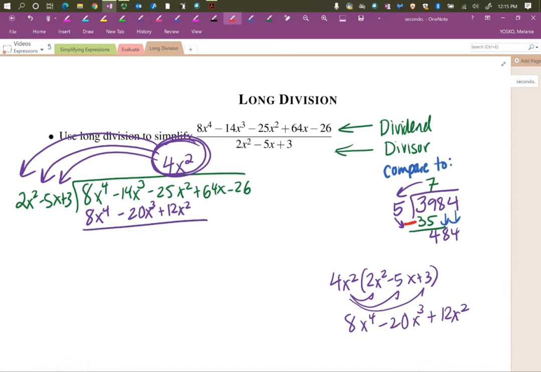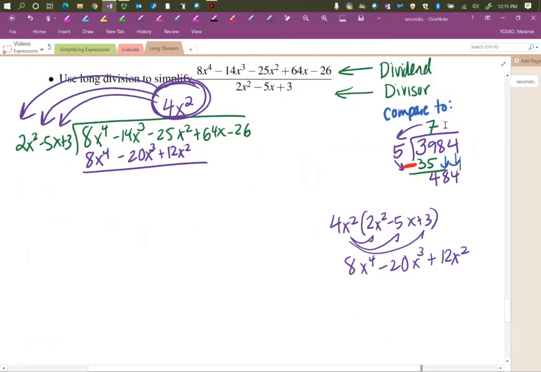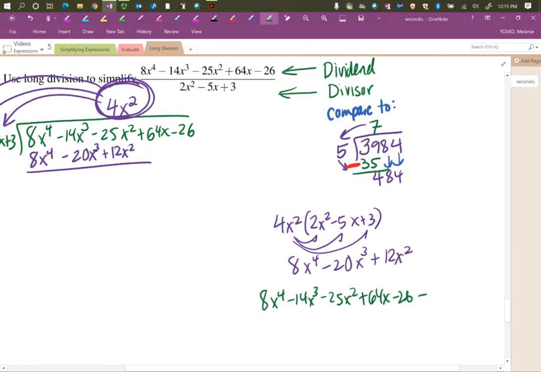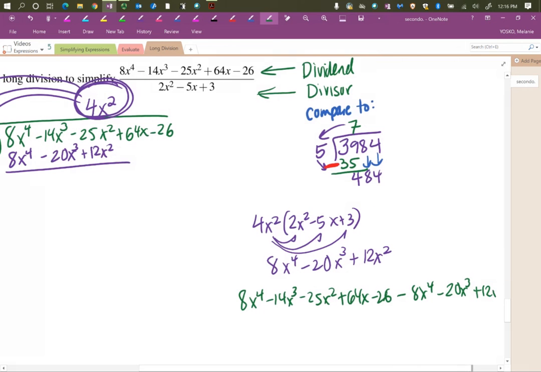And then we come through, and over here we subtracted. So now we're going to subtract, but we have to be careful. What we're doing is this expression, and we're subtracting this expression. Let me do this on the side so you can see what we're doing. We're going to have 8x to the fourth minus 14x cubed minus 25x squared plus 64x minus 26. But we're subtracting that entire expression, 8x to the fourth minus 20x cubed plus 12x squared. If you write it like that, you are only subtracting the term 8x to the fourth. We want to subtract the whole thing, so we have to use parentheses.